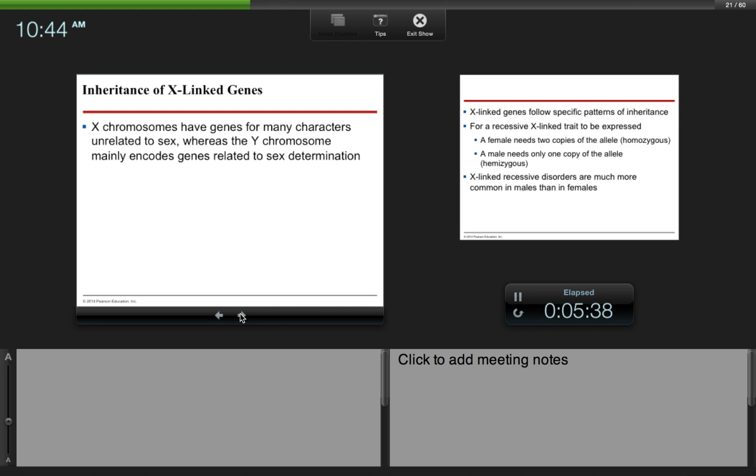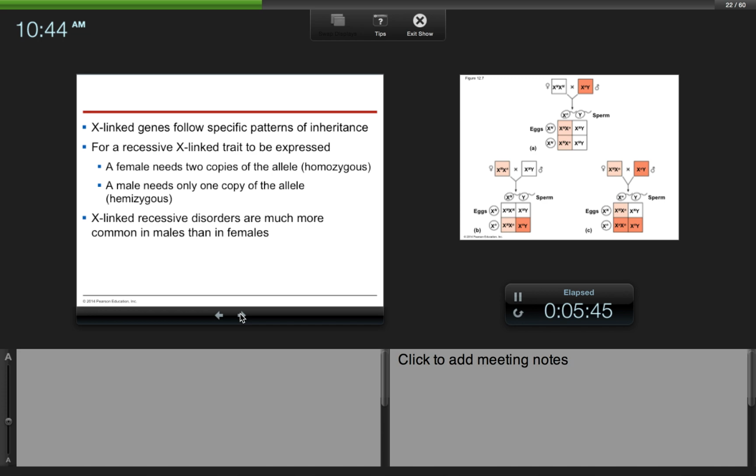X chromosomes have genes for many characters unrelated to sex, whereas the Y chromosome mainly encodes genes related to sex determination. X-linked genes follow specific patterns of inheritance. For a recessive X-linked trait to be expressed, a female needs 2 copies of the allele because she has 2 X chromosomes. However, males only need 1 copy of the recessive allele because they are XY. So if the recessive trait is on the X chromosome, they will show the trait or the disorder.